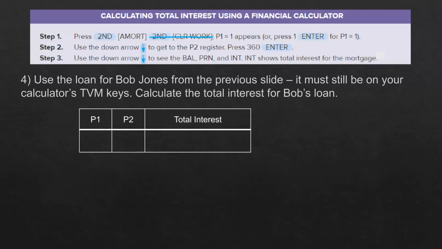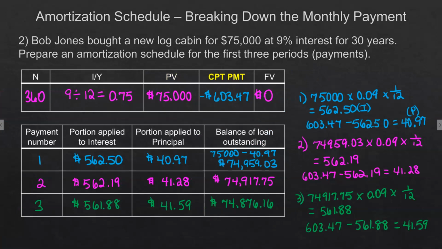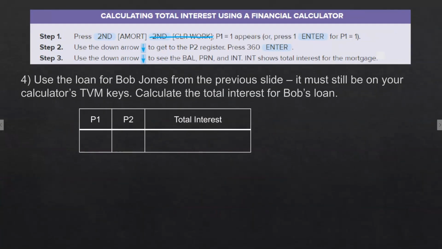It was $75,000 at, let's see, let's go back to this. If you need to put it back in, it's right here. $75,000 was your principal. The interest rate was 9%, 30 years, so 360 payments. And so you can always get that back on your calculator if you need to, because maybe you didn't even watch this video at the same time. All right, so we're going to calculate total interest.